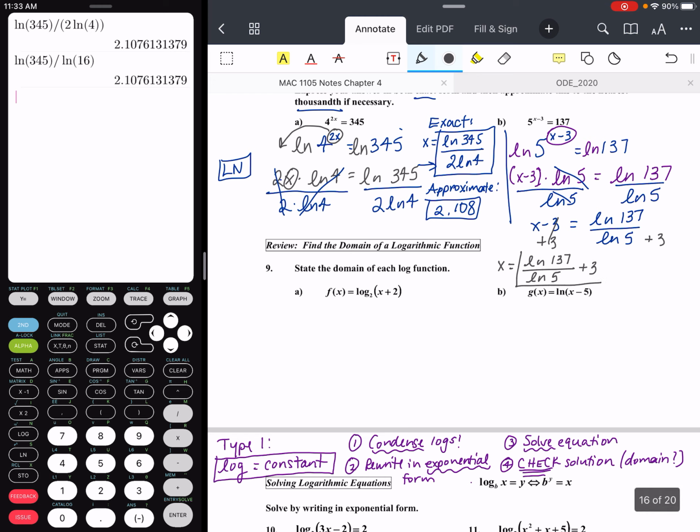And approximate, let's go ahead and type this into our calculator. Natural log of 137, scoot out, divided by natural log of 5. So that's 3.057-ish, and then when we add 3, I just hit the plus sign, and it's going to pull down my previous answer to give me 6.057. Rounding to the nearest thousandth.